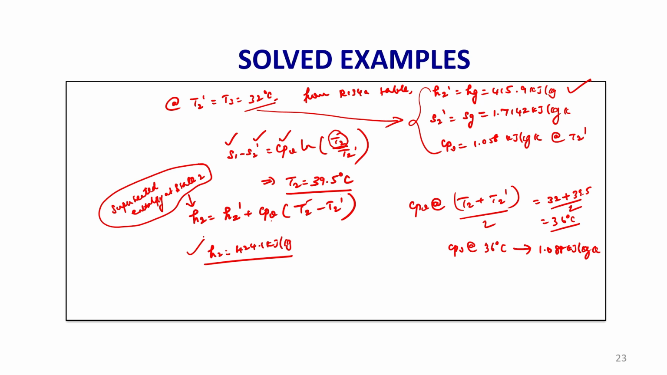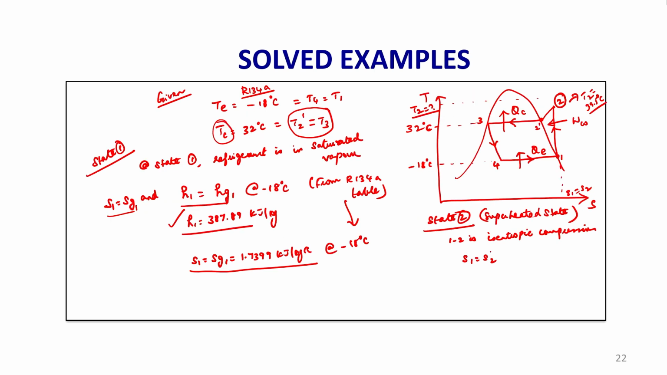To find the enthalpy at 2, we should know the enthalpy at 2 dash, which can be found directly corresponding to temperature T2, the saturated vapor enthalpy. The Cp of vapor we should take at the average temperature. This is very important. In order to know this T2, we should use this relation: S1 minus S2 dash is equal to Cp. Here S1 is equal to S2, entropy at 1 is equal to entropy at 2.